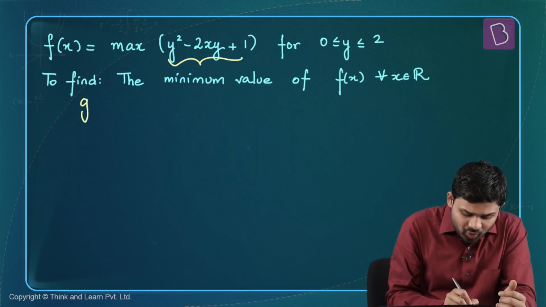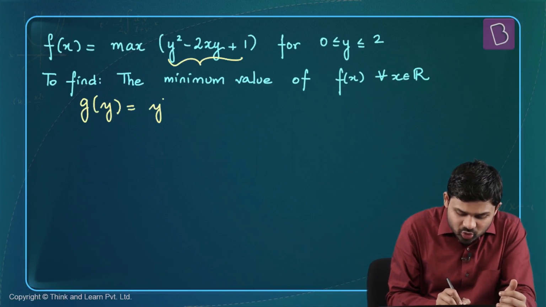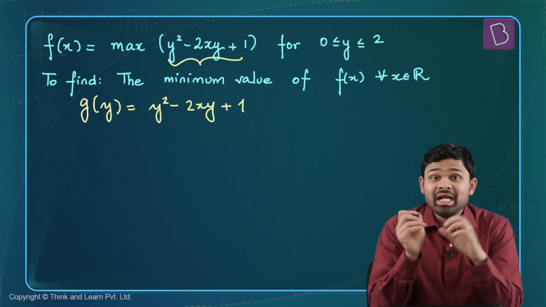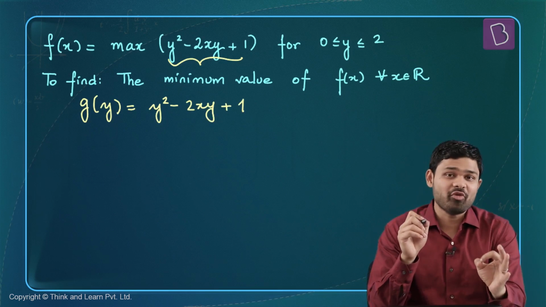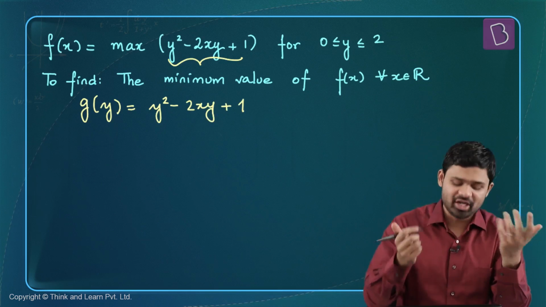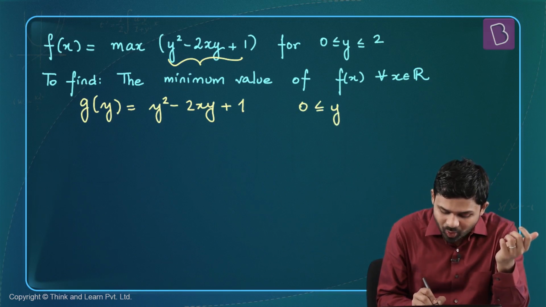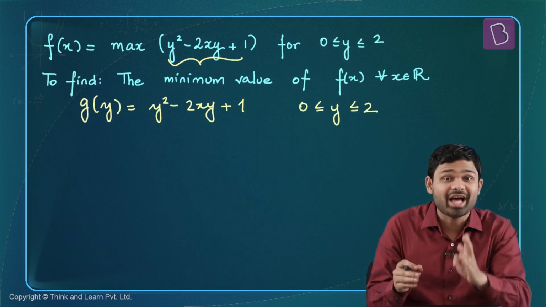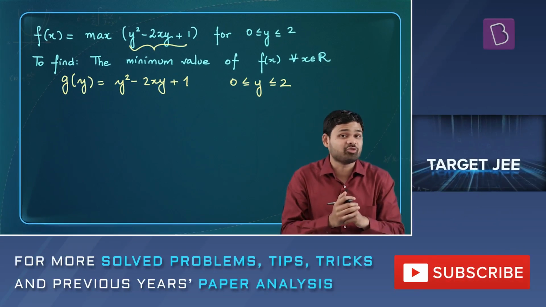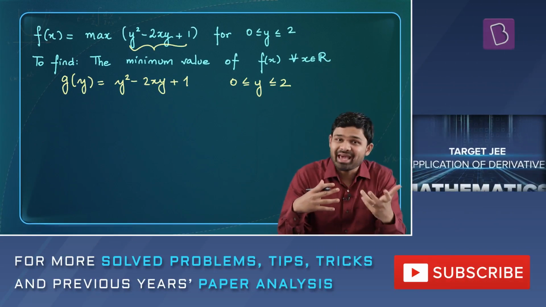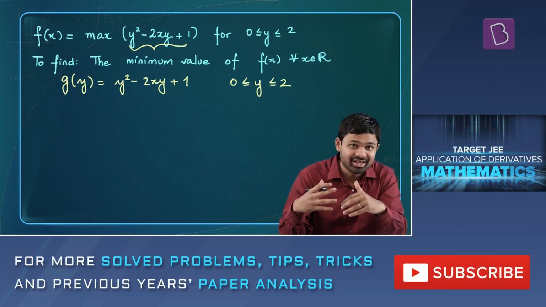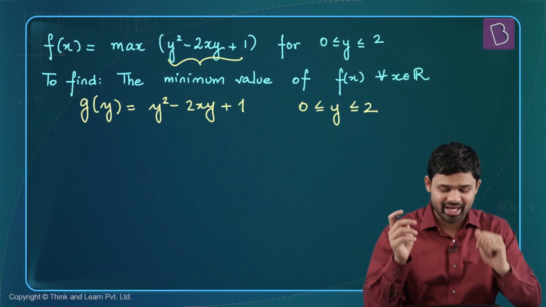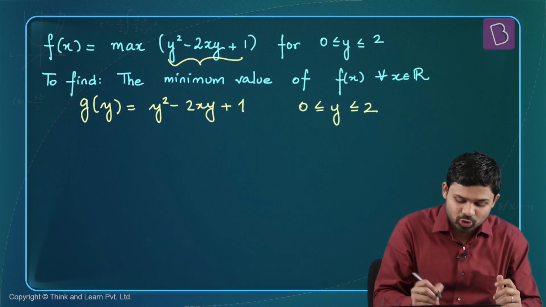Okay, I'm going to call it g of y. G of y is nothing but y square minus 2xy plus 1. This is my function g of y. Now, for any particular value of x, g is still going to take infinite values because y can lie between 0 and 2. Since y can lie between 0 and 2 for every particular value of x, there are infinite possibilities for g of y. So g of y will behave like an independent function of x for every value of x. For a particular value of x, g of y will be independent of x. So this is an important piece of information that we will use in this question.